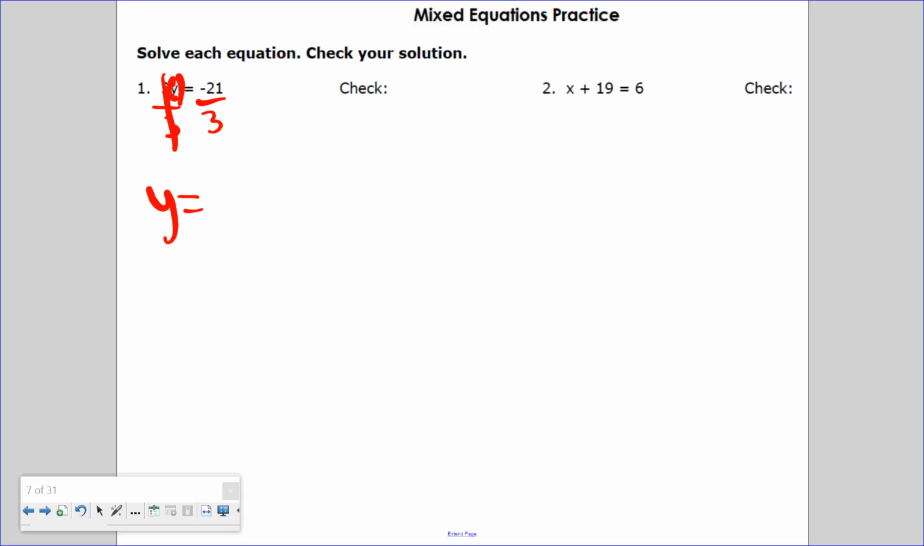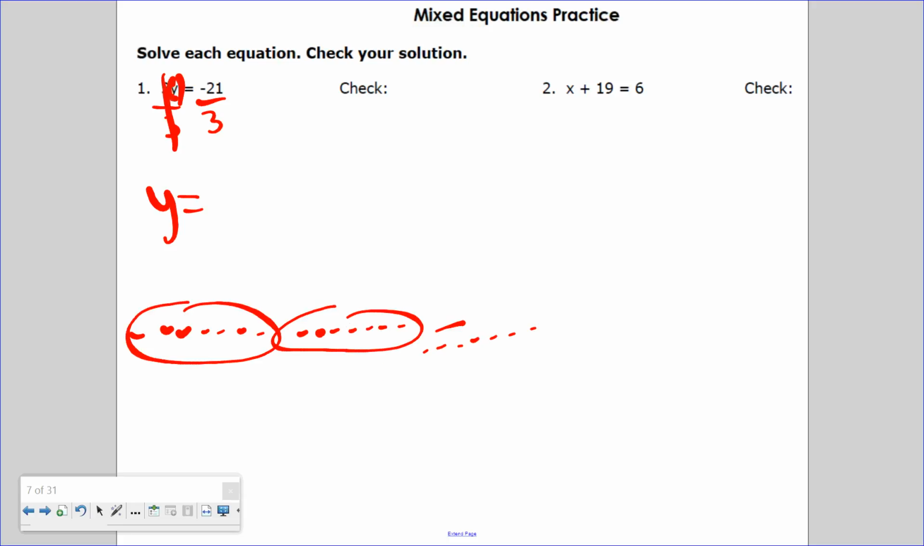Divide. 21 negatives divided into 3 groups. So you put 21 negatives and divide them into 3 groups. It'll be negative 7. Check your work, please.